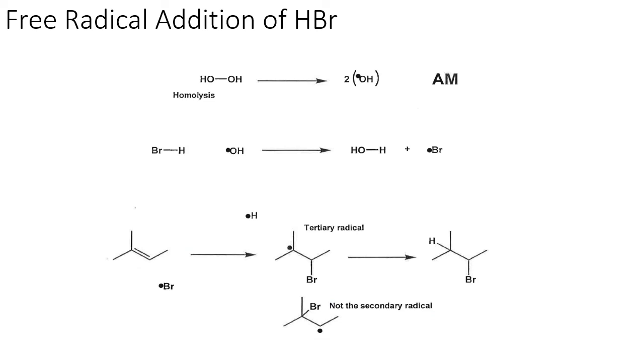So for our free radical addition of HBr, our mechanism is going to seem a little weird because we're going to be using those fishhook arrows, which represent the movement of just one electron instead of 2 at a time, because it is a radical reaction.